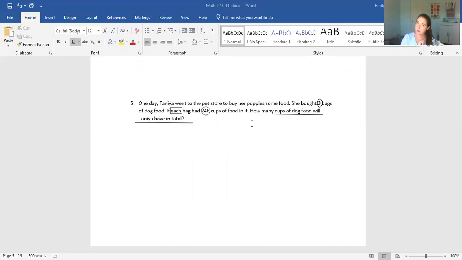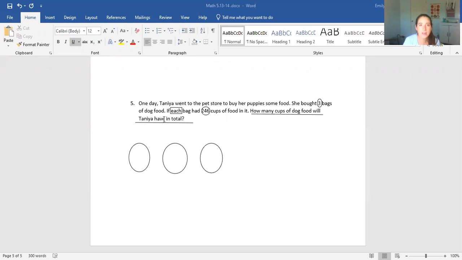So that was the second time I read it. I mark it up. The third time I read it, I can actually think about it. Now I can look at what I marked up and think, what does it mean? She bought 3 bags of dog food. Each of those bags has 246 cups. So for this problem, instead of doing an equation like I did in the other one, I'm going to draw a picture. So Tanaya went to the store. I'm not going to draw Tanaya because I'm not very good at drawing people. And she bought 3 bags of dog food. These are going to be my bags of dog food, right? 3 bags of dog food.